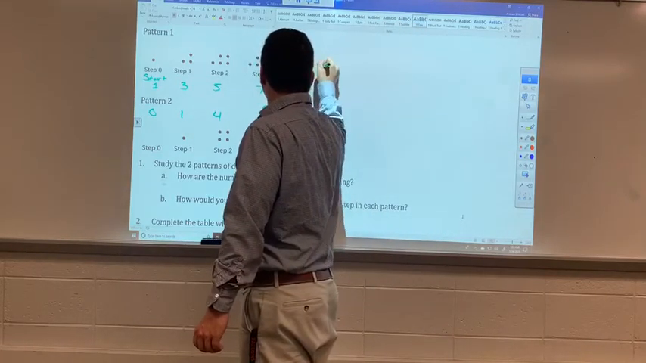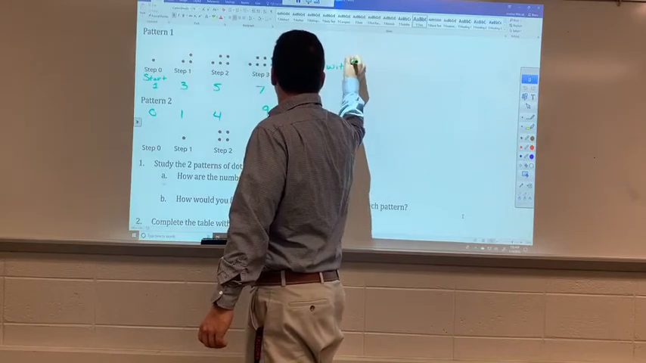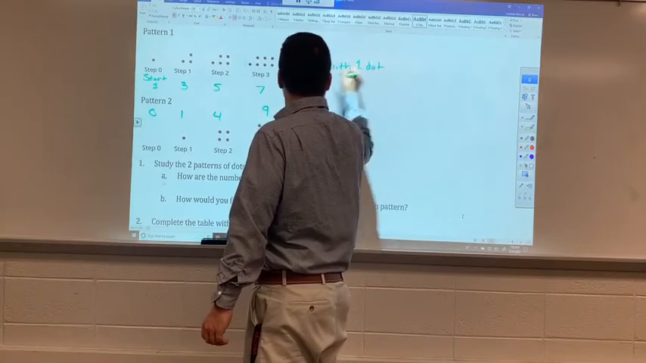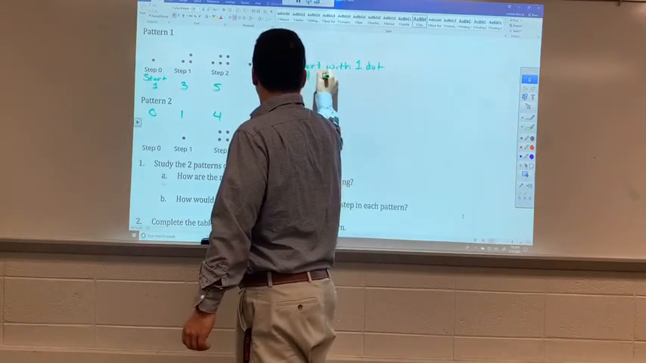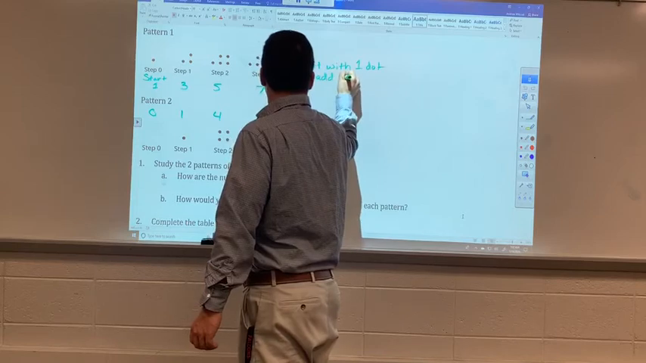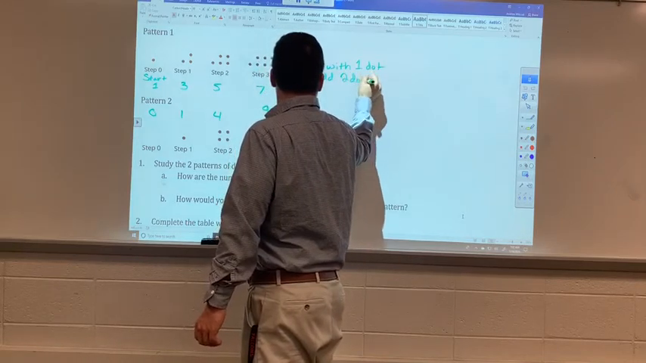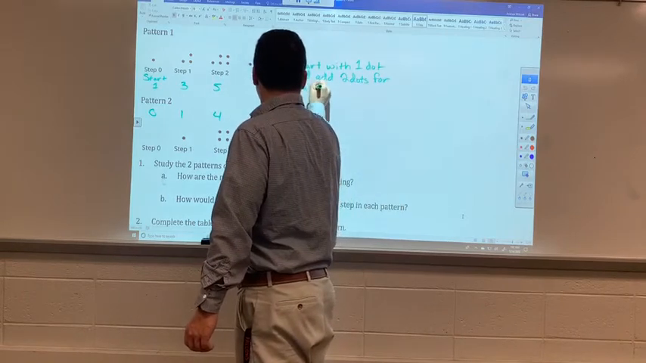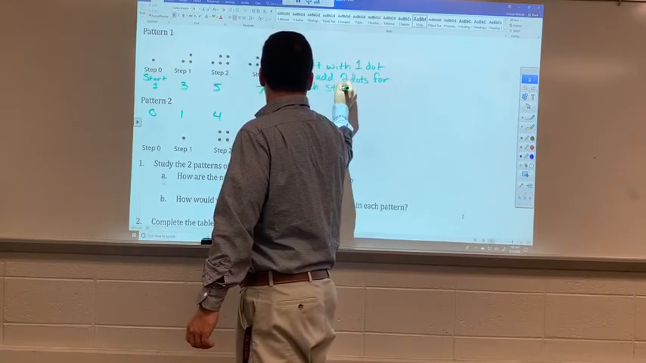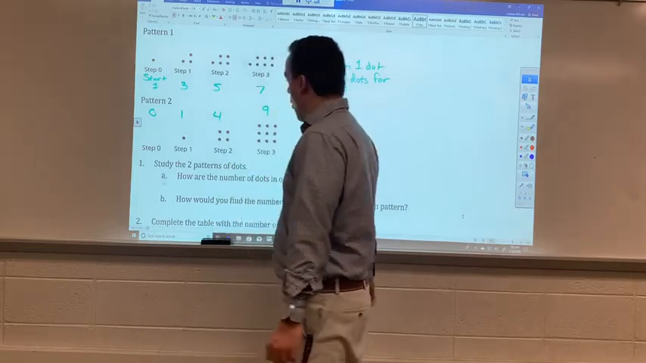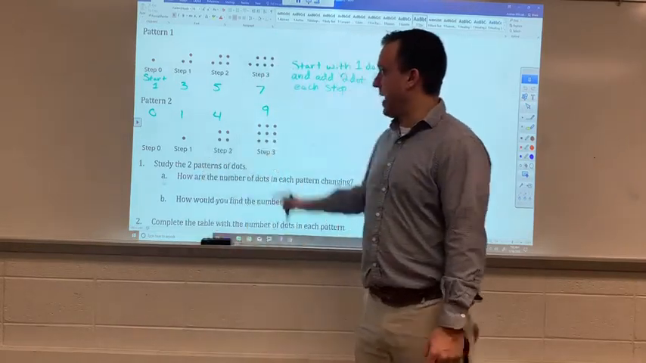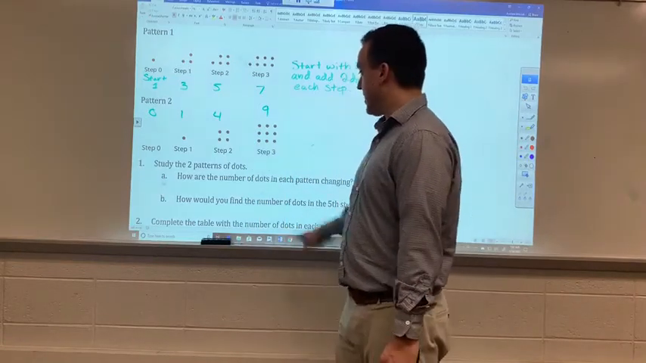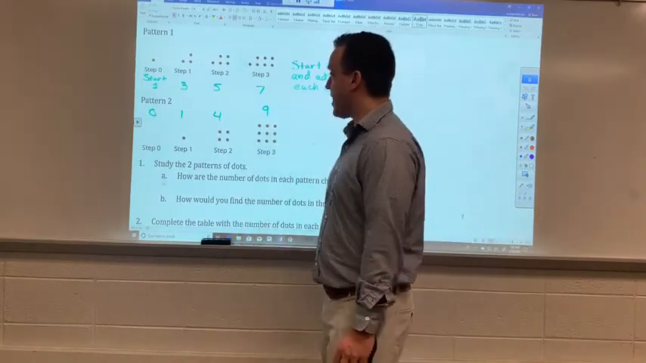So here, if I'm now examining how the patterns are changing, for pattern 1, I could say I start with 1 dot and add 2 dots for each step. Whereas in pattern 2, I see that if I wanted the number of dots, I could just take the step number and multiply it by the step number.